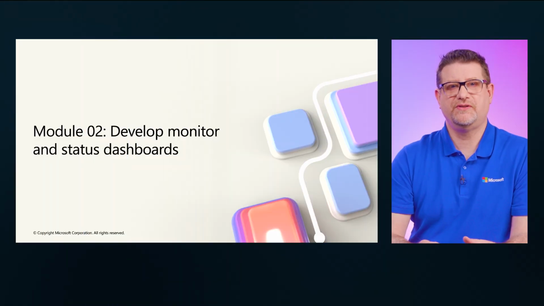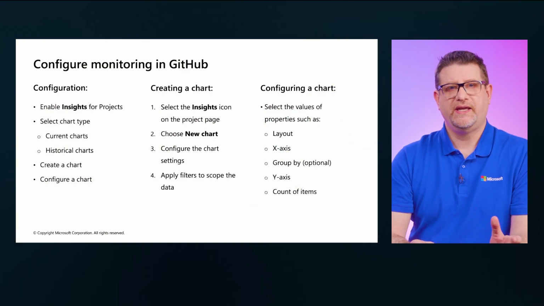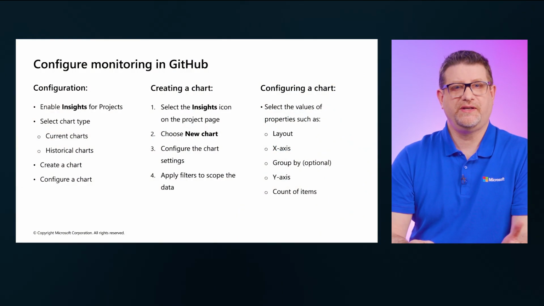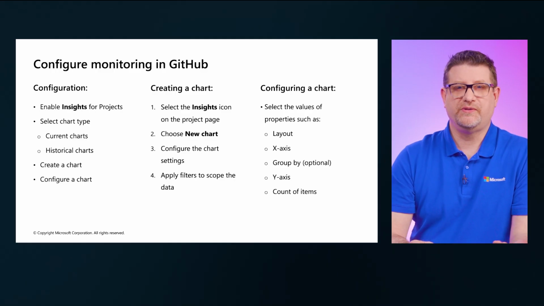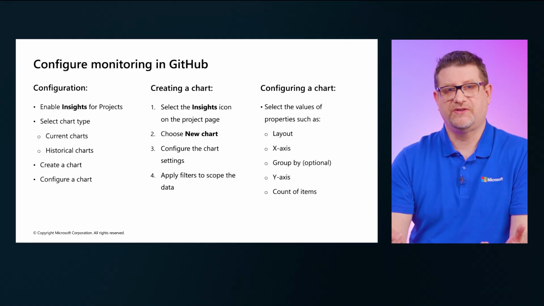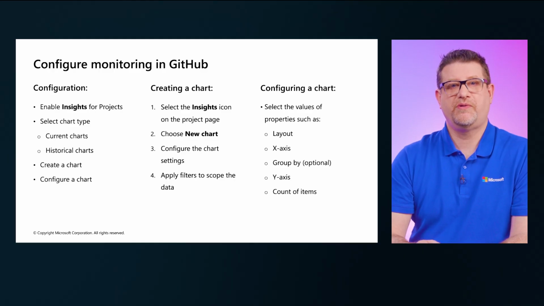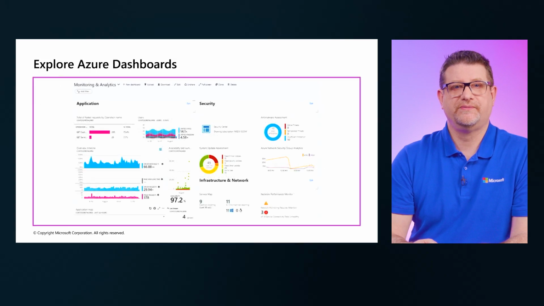Now that we know how to view metrics and logs, let's discuss ways we can view what is happening. GitHub offers an Insights feature for projects, allowing users to create various types of charts, current and historical, to monitor progress and trends. The process is straightforward. We enable Insights for our project, we select the chart type, and configure the chart by choosing the properties like layout, axes, grouping, and the count of items. The flexibility means teams can tailor the dashboards to highlight the metrics that matter the most, whether that's tracking open issues, completed pull requests, or other key indicators.